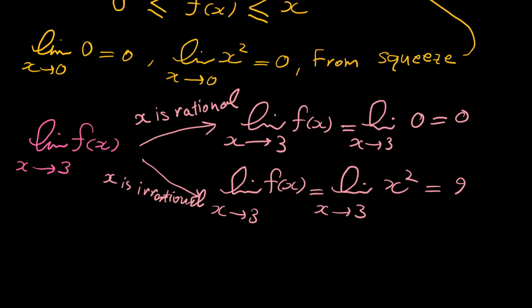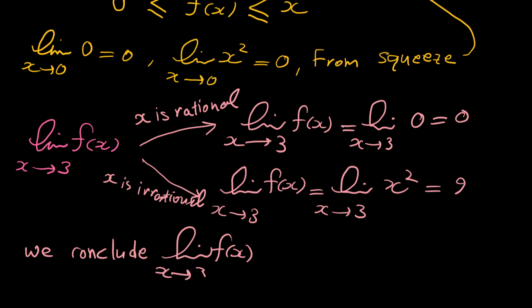So from this reasoning, we conclude that the limit of f of x when x approaches 3 does not exist. Because for rational numbers, the limit is 0. For irrational numbers, the limit is 9. They are different, so the limit does not exist.